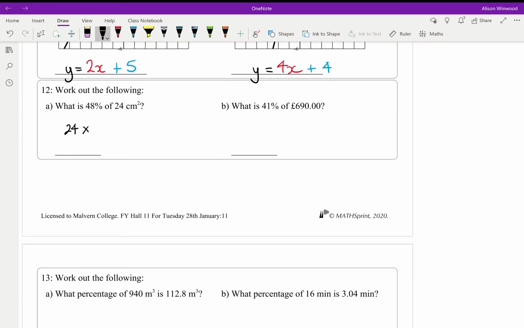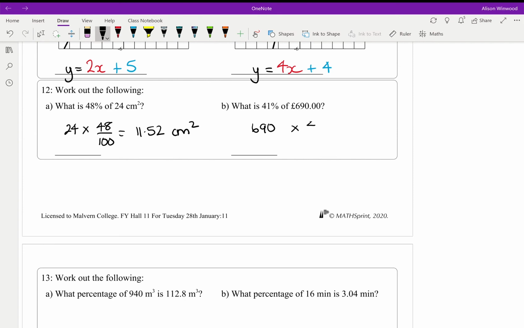48%, that's 48 over 100. It's 11.52. Still in centimetres squared.